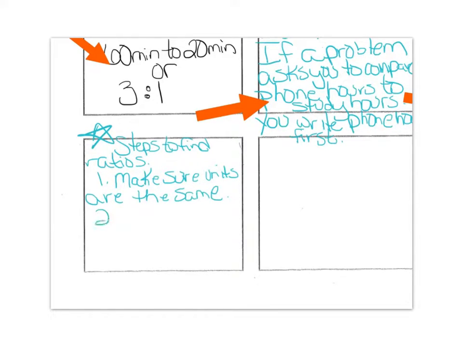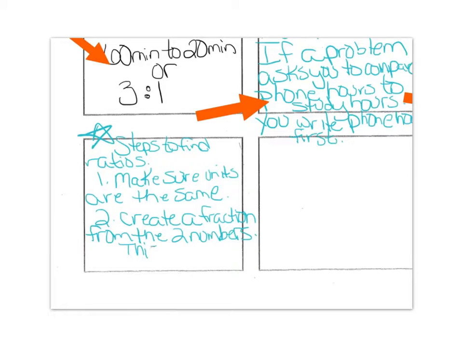Two, create a fraction from the two numbers of your comparison. Okay. Your fraction looks like this over that. Whatever this is, that's the first thing you're comparing, to that, the second thing you're comparing. And then your third step, hopefully, is to reduce, reduce, reduce, which is just simplify.